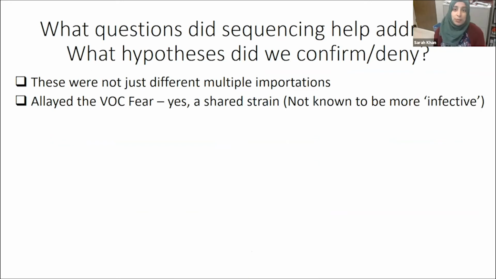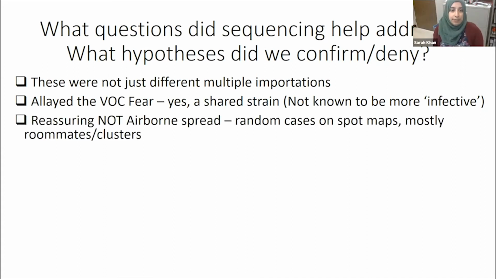So take home points, what did sequencing help us understand and address? And what hypotheses did we confirm or deny? These were not just different multiple importations, which was a question. Are we just seeing a rise in community prevalence and then we're just seeing coincidentally cases? No, there was clearly a purple wave that went through. We were able to confirm it wasn't a VOC. That was the concern given the degree of spread that we were seeing. It was a shared strain, but it wasn't one that's known to be more infective.